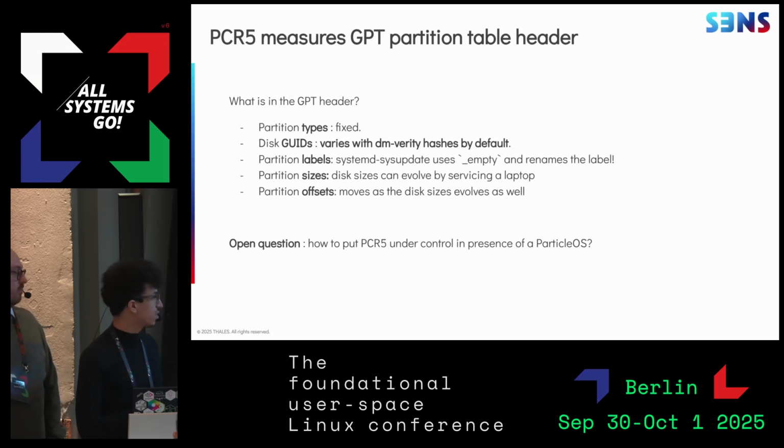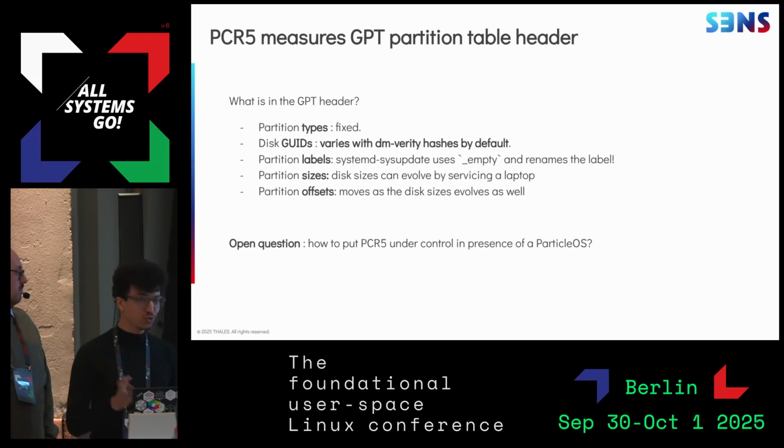And then disk sizes. This one is, I would say, a more questionable one. But these sizes can change if you service a laptop and upgrade a 512 gigabyte SSD to a 1 terabyte SSD. Sizes and offsets will change as a result if you grow the partitions. And everything of that gets measured in PCR5. So if you do an update or anything, your PCR5 changes completely and in a way that can be very difficult to predict. So how to put PCR5 under control in presence of a ParticleOS?